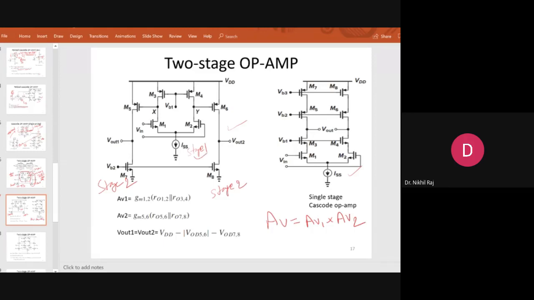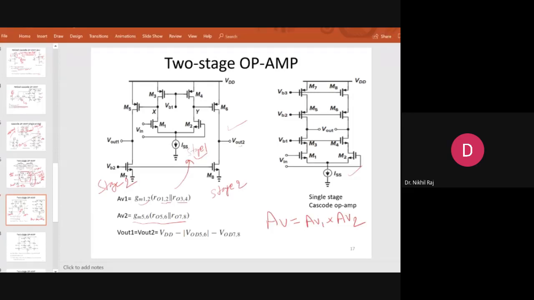So what is the stage 1 gain? First we have to predict the stage 1 gain. Stage 1 is a simple differential amplifier with the current source load. So directly we can write gm1 into (ro1 parallel ro34). This is your stage 1 gain. And what is the stage 2 gain? Stage 2 is your common source amplifier. You can proceed in either way.